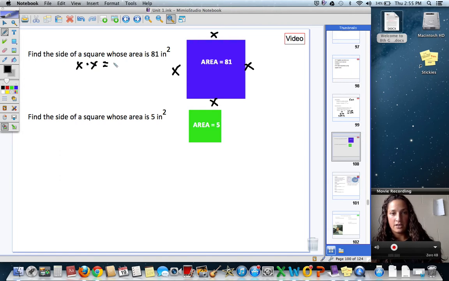And we know that the area is 81. Well, we can also write this as x squared, right? Because x times x is x squared. So here's a one-step equation. When I have a squared, I undo or do the opposite of a square by square rooting it.